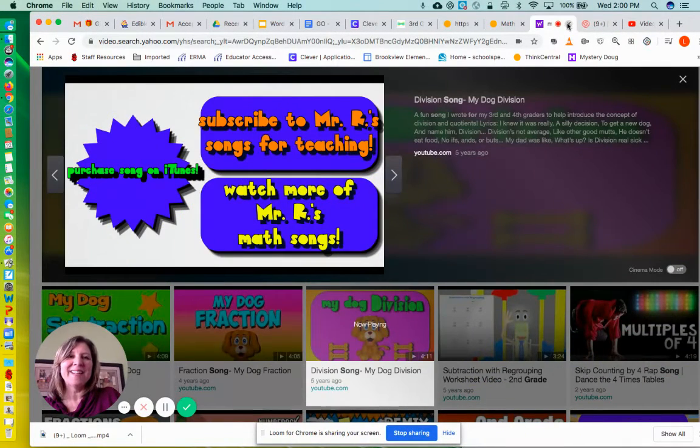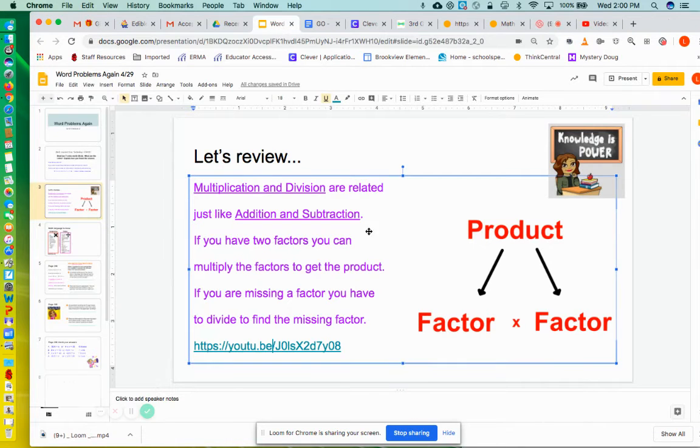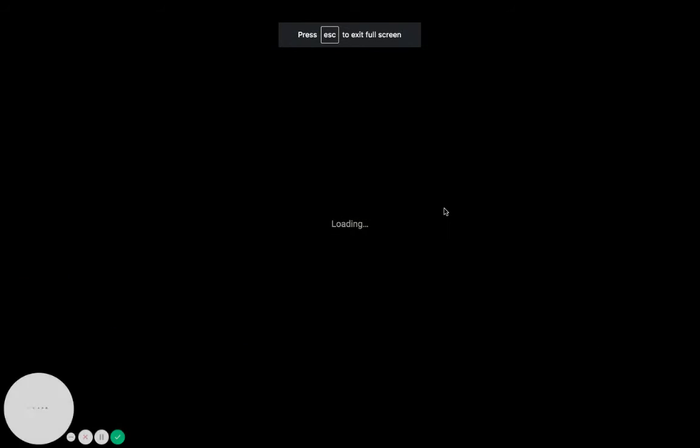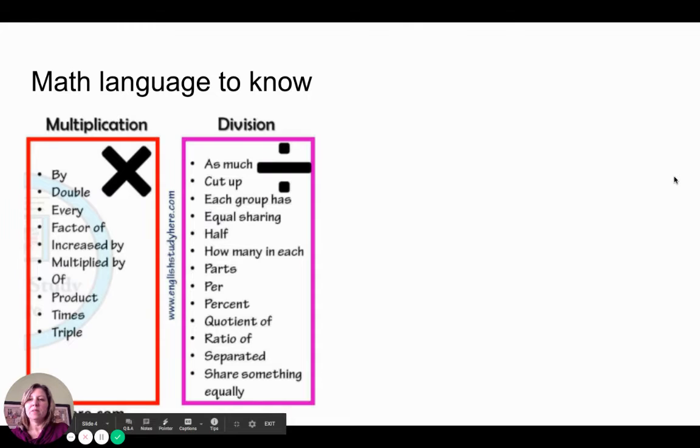Okay, third graders, let's go back to our presentation here, and we're going to do some work today. So get your math workbooks out. All right, I have a slide here, math language to know. Yesterday we talked about addition and subtraction, and here is some math language with multiplication and division, words that help us to know if we're doing multiplication and division.